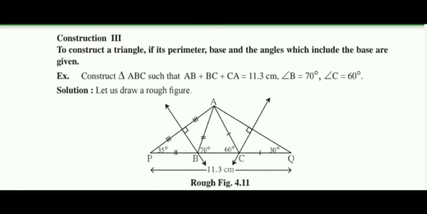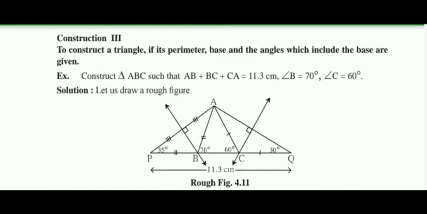To understand this type of construction, let's see one example which is solved here. Construct triangle ABC such that AB plus BC plus CA is equal to 11.3 centimeter, angle B is equal to 70 degree, angle C is equal to 60 degree. To do the construction, the first step is to draw a rough figure.